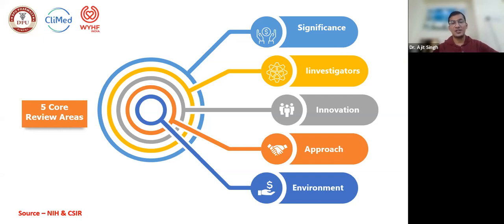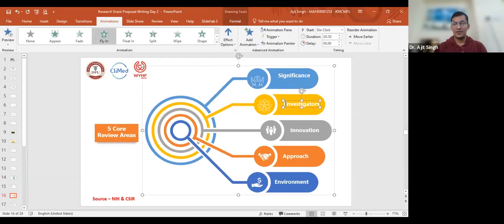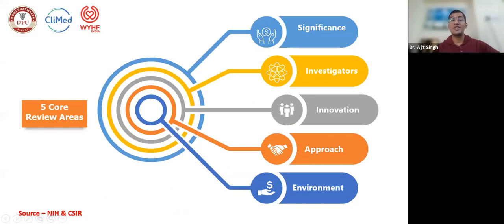Then investigators. Oh, I think the spelling of investigators is wrong here, guys. Let me correct it. Okay, here only one I is required. Yes. So investigators. Investigators means what? Eligibility, energy, confidence. Eligibility is the first criterion they look into, and the experience.